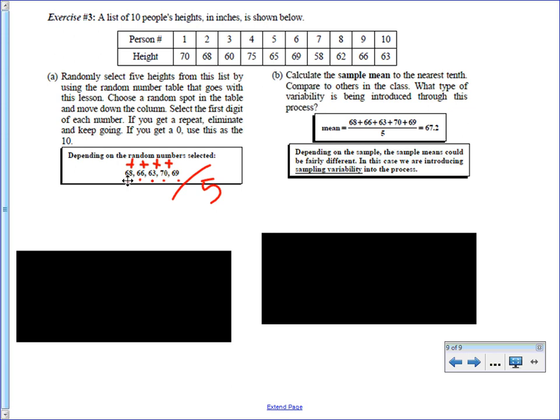Depending on the sample, the sample mean, meaning the sample average, could be fairly different. In this case, we are introducing sampling variability into the process. So we talked about those different types of variability, and what type of variability this specific exercise number 3 might have. Okay, so in the space provided, I want you to choose your own 5 numbers, and calculate the mean for those 5 numbers yourself. And when I say choose your own 5 numbers, I mean from this specific table. Okay, that's it. Just a lot of new vocabulary, and we're going to talk more about this on Monday.